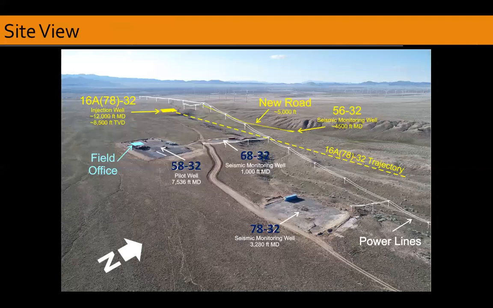Also shown are sites for other proposed wells. 5632 is a proposed well for seismic monitoring. 16A 7832 is the site of the first deep injection well, and the dashed line represents the trace of the directionally drilled leg through the crystalline basement.